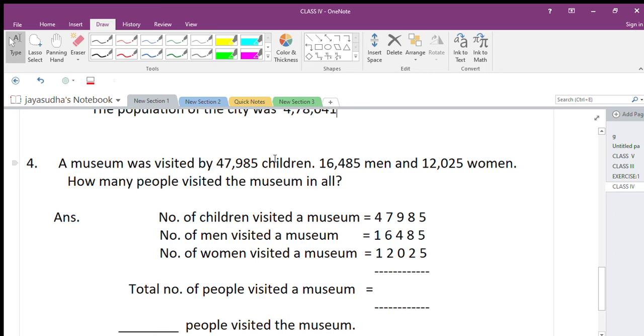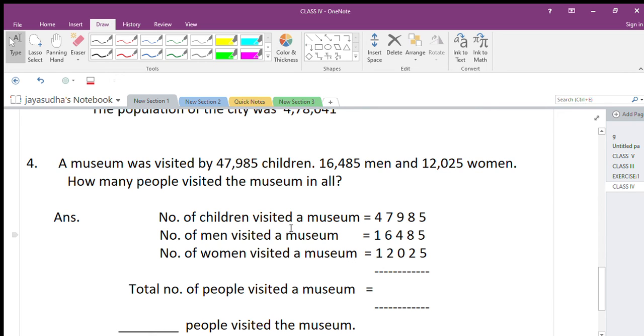The number of children who visited the museum: 47,985 children visited a museum. Okay, 16,485 men visited the museum. Then 12,025 women visited the museum. So how many people visited the museum in all? The total number of people who visited the museum, that is what you want to find out.